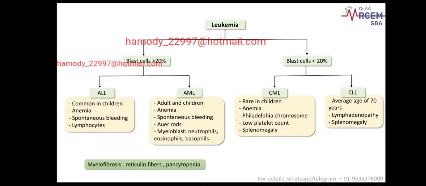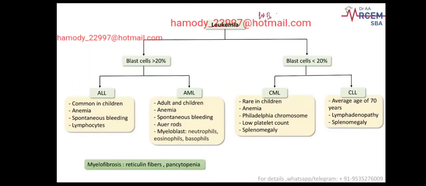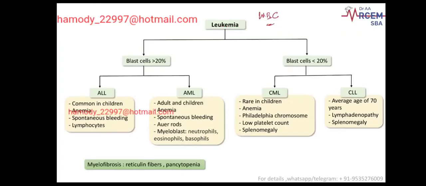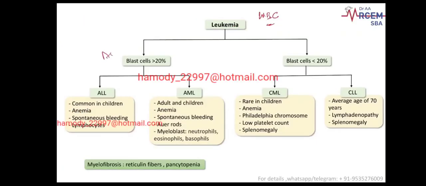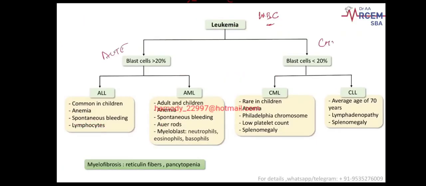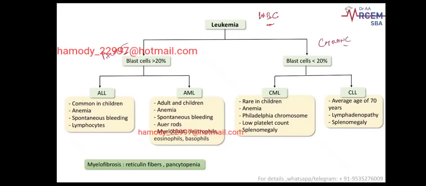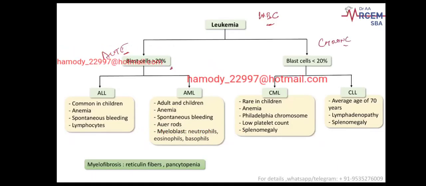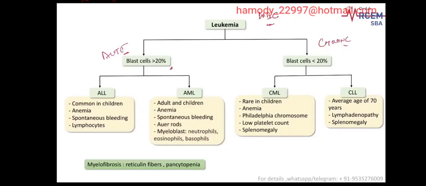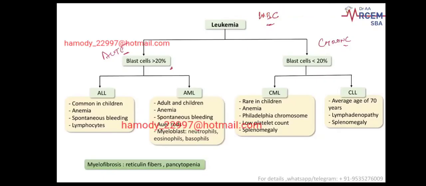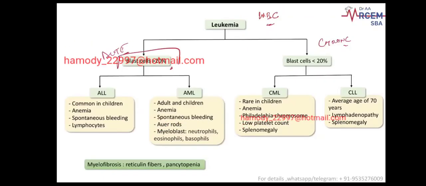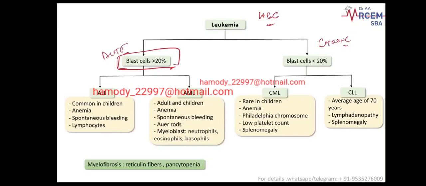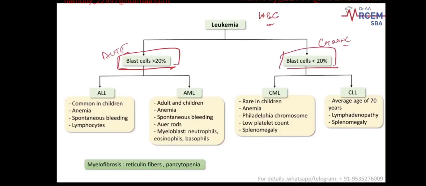Leukemia. Leukemia is a cancer of WBCs. Two kinds of leukemias are there, acute leukemia and chronic leukemia. How do you differentiate between acute and chronic? By looking at the blast cells. These are immature cells. If it is acute, there will be a large amount of immature cells, so the blast cells will be more than 20%. If it is chronic, then the immature cells will be fewer, so the blast cells will be less than 20%.